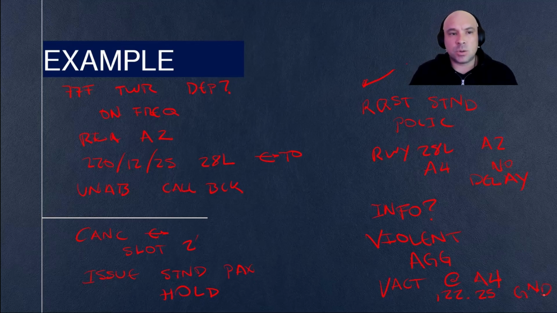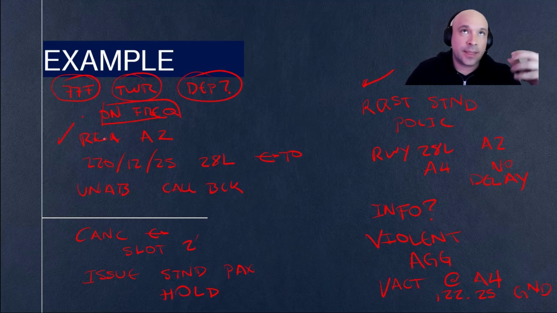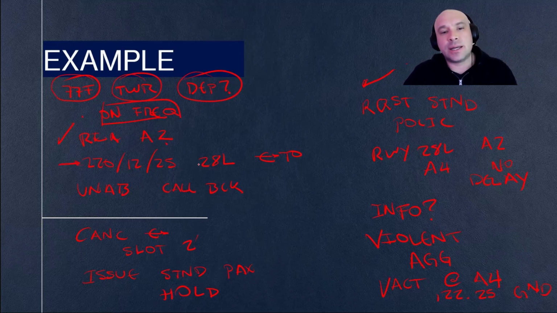All right. So this is what an audio in shorthand version would look like, right? So Expert 77 Foxtrot was called by the tower and asked if they were ready for departure. Then the tower called again, asking if they were on frequency. It was not a readback. They answered they were reaching Alpha 2 and they were given a clearance for takeoff. Wind was 220 at 12, gusting 25, and they were cleared out of runway 28 left.